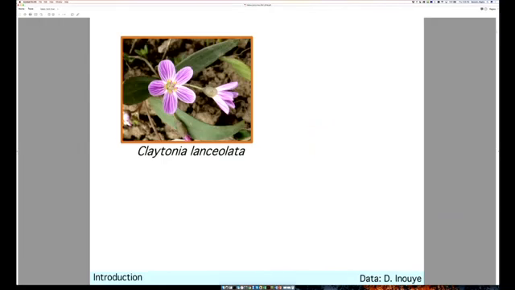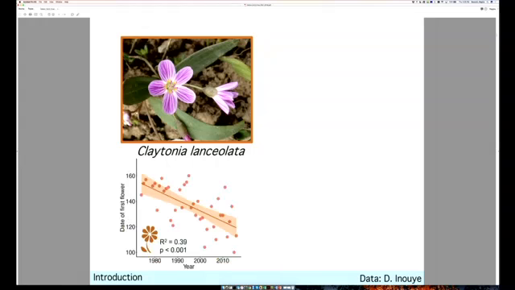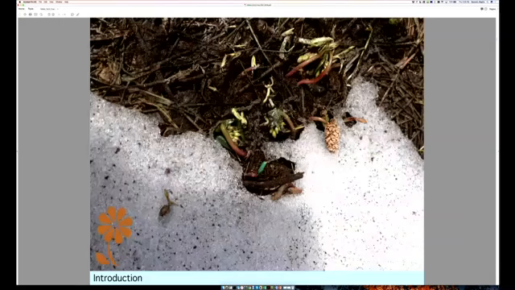I'm working with two of the really early flowering species in this community. One of them is called Claytonia lanceolata. It's one of the first flowers to come out after spring snowmelt. This is year on the x-axis and date of first flowering on the y, and we're seeing flowering earlier in the season since this data set started to be collected. As I mentioned, this species starts to come out as soon as the snow is melting, so you can still see snow around it.